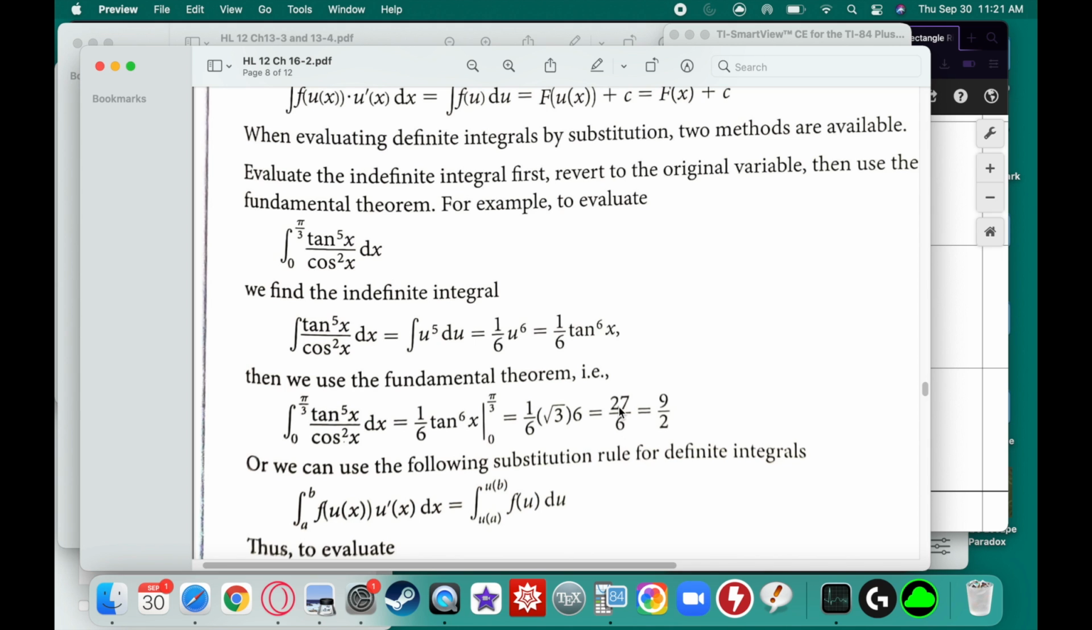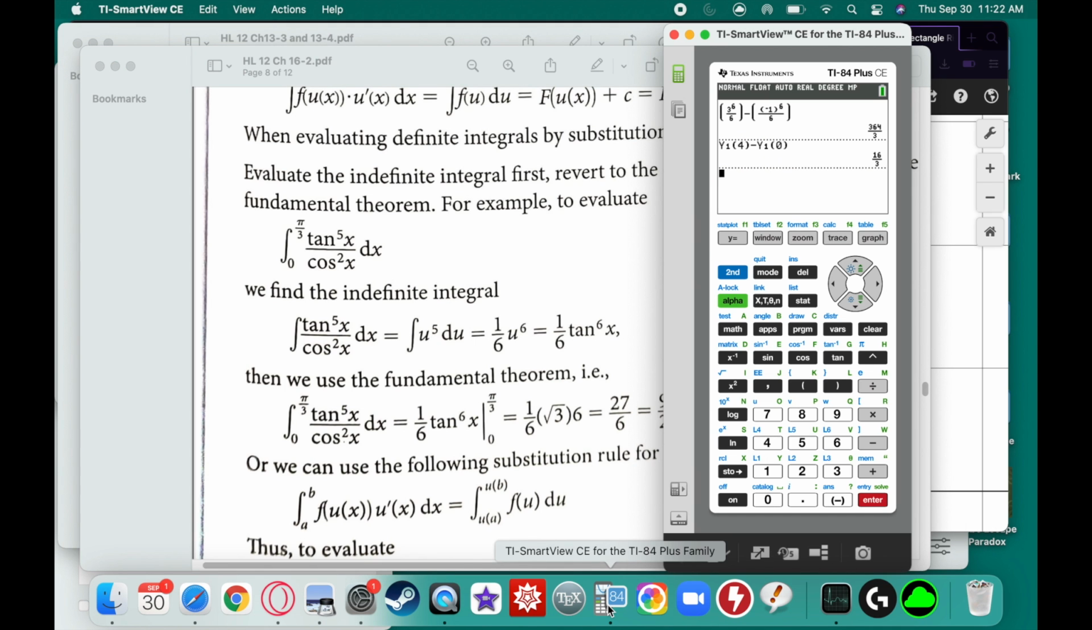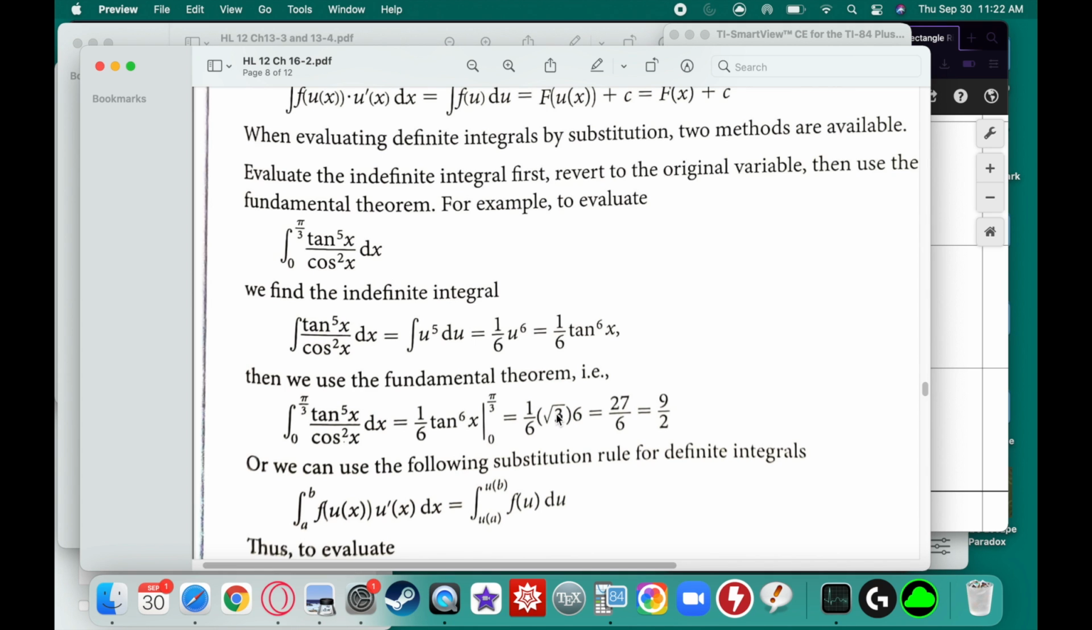Where is this 6 coming from? Oh, I see. There's a typo here. It would be the square root of 3 to the 6th power. When you type that in your calculator, you'll get 27. If you don't believe me, there's a square root of 3, right arrow, raised to the 6th power. It'll be 27. So that's a typo. This is supposed to be up here. Square root of 3 to the 6th power is 27 over 6, which simplifies to 9 over 2.